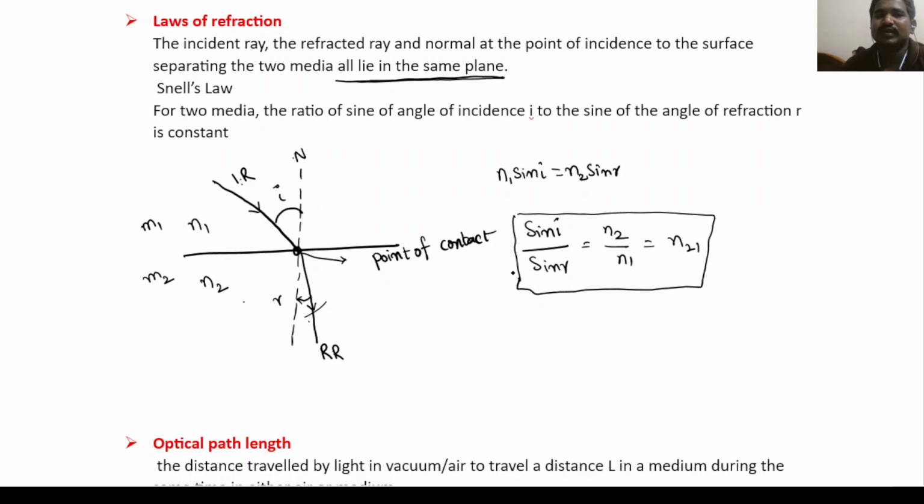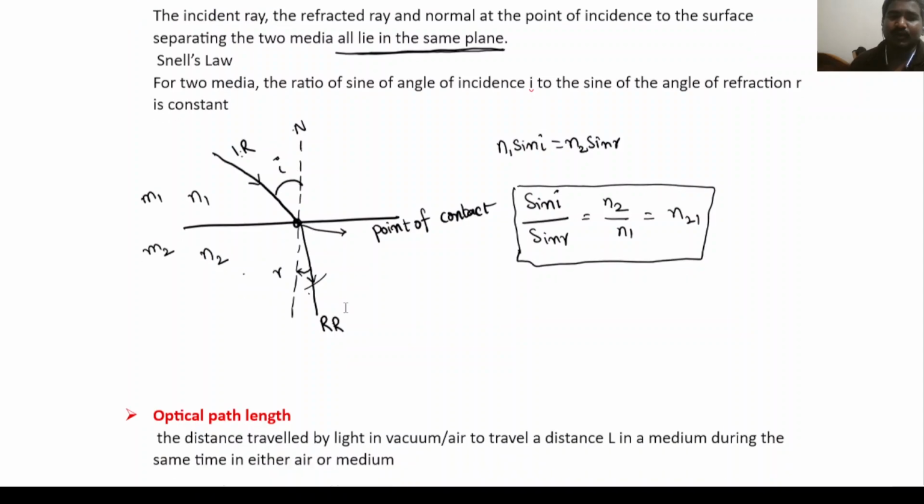So from the laws of refraction point of view, we need to take two different laws. One obeys the Fermat principle: the incident ray, refracted ray, and normal at the point of incidence to the surface separating two media lie in the same plane. Second, for all media, the ratio of the sine of the angle of incidence to the sine of the angle of refraction is constant, equal to the relative refractive index of the incident medium relative to the refracted medium.